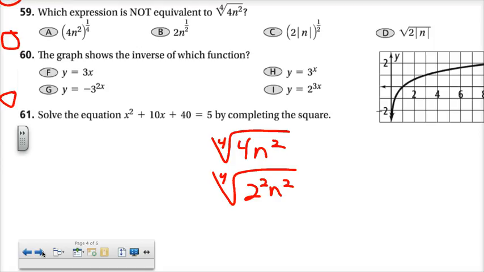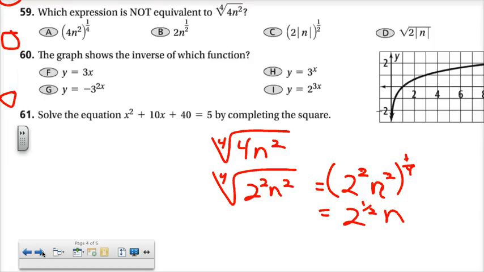So now I look at this and I'm thinking, wait a minute, that can be simplified, because a fourth root is the same thing as a 1/4 power. So that would give me 2 times 1/4 is 1/2, so 2 to the 1/2. So this is really the same thing as the square root of 2n.